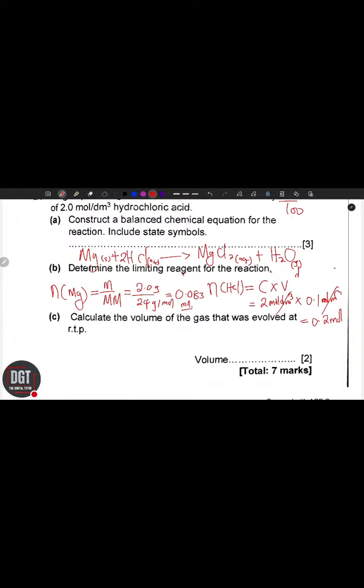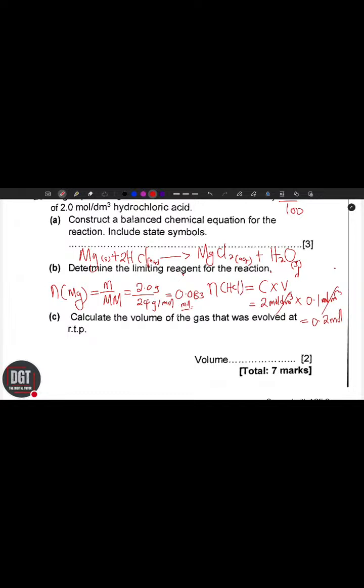Let me see what you found. So the number of moles, okay, John, you found it, we found the same. Of course, Pili, also Namakau, the same. Okay, so we are settled. 0.083. That is the number of moles of magnesium.